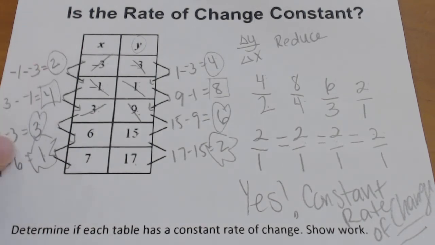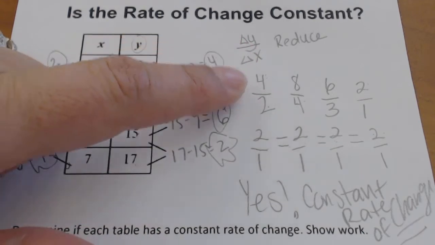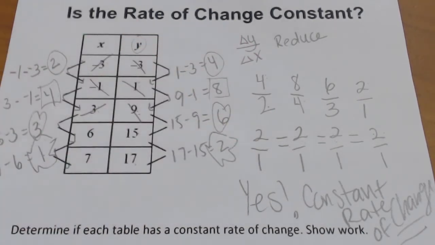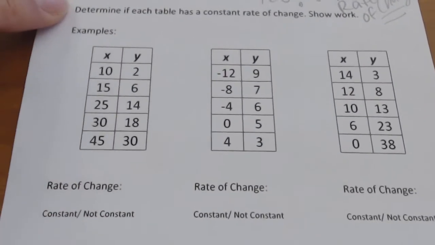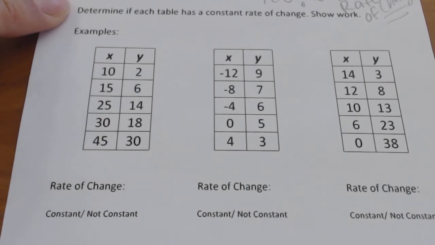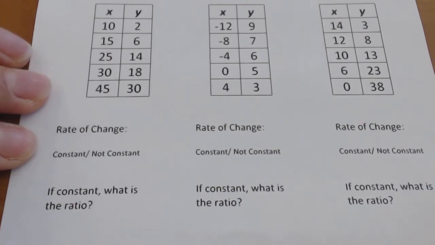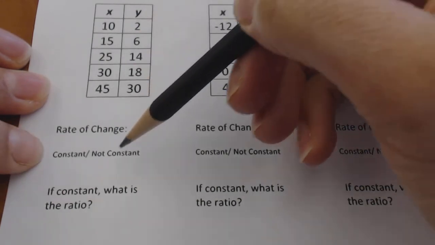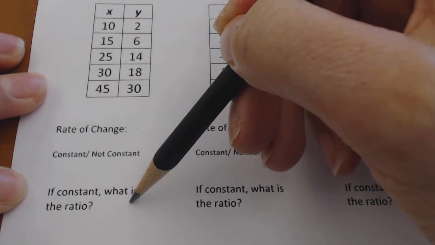So don't become uncomfortable once you see these numbers are now different, because what you really have to do is put it through the ultimate test, make those ratios, and then determine once you reduce them if they're equal. I have 3 examples now. They have directions with them. The directions say determine if each table has a constant rate of change. We need to show our work. So what we're going to do for each table is show if it's constant or not, and then if so, what is that constant ratio that keeps coming out?